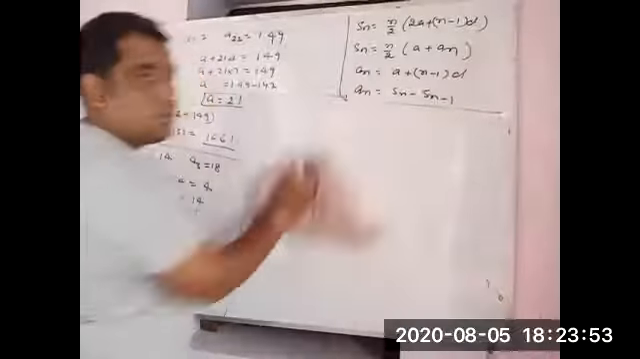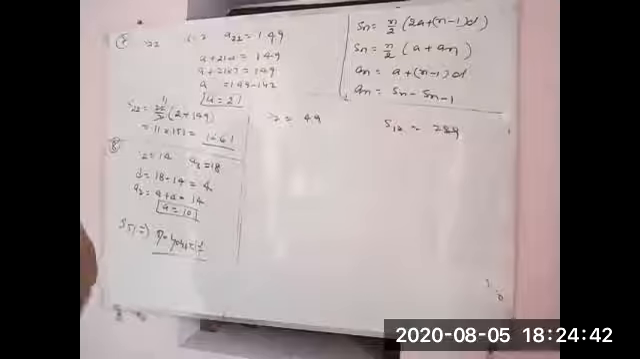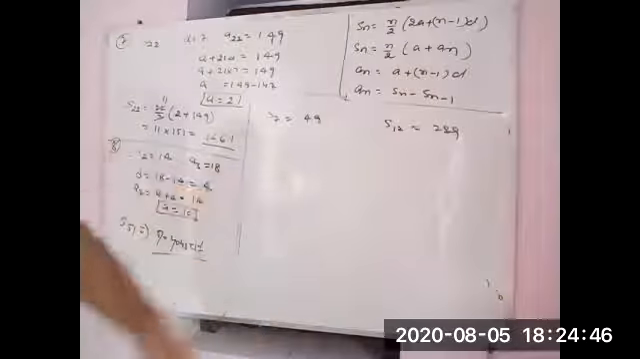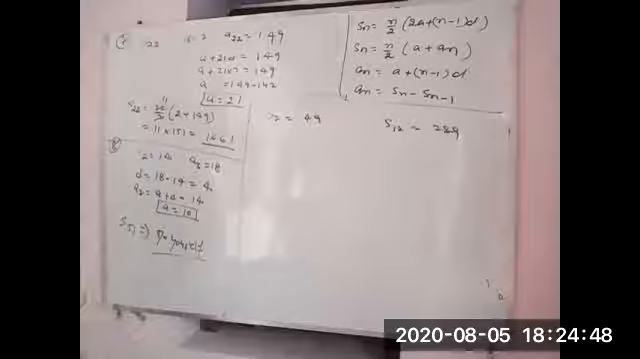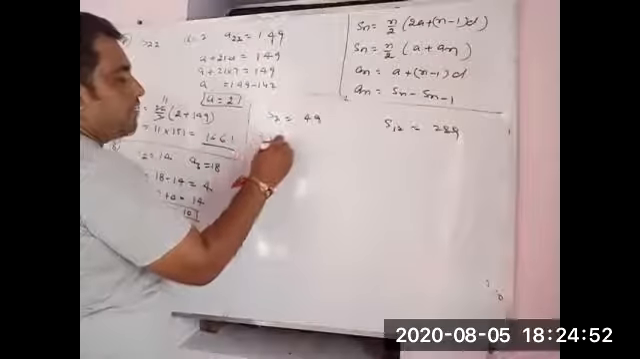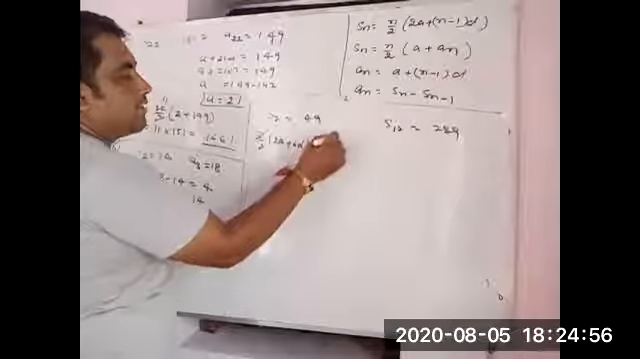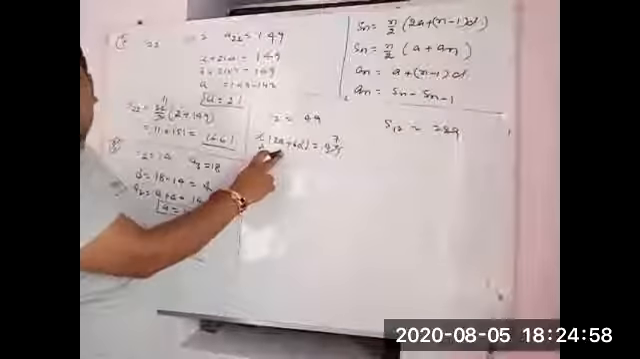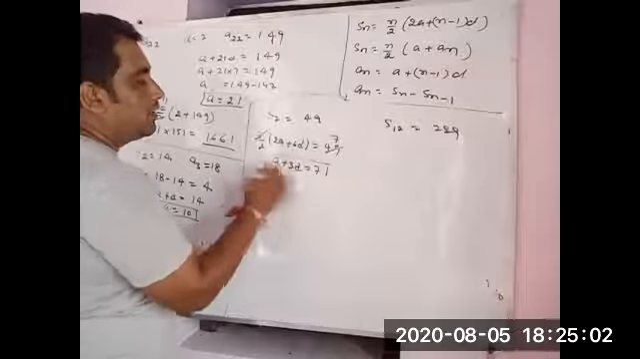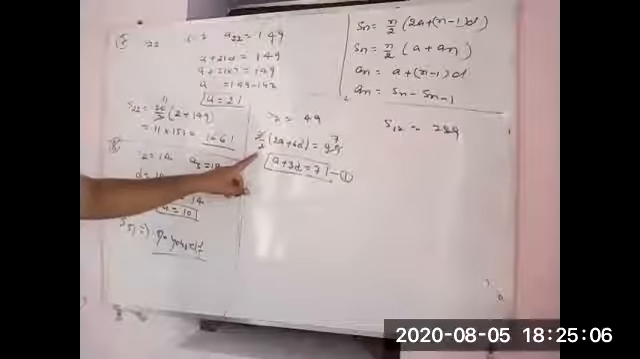Sir, S51 is... What is given in this question? S7 is 49, S17 is 289. Solve for it. 7 by 2, 2a plus 6d equal to 49. 7 cancels, 7 sevens are 49. 2 will come common here. a plus 3d equal to 7. It will become your equation number 1. 2 will be cancelled out.